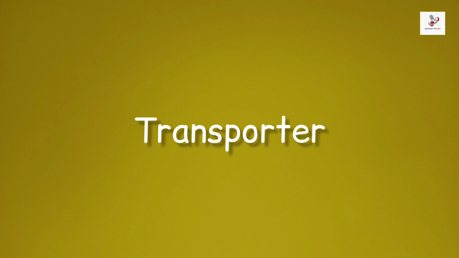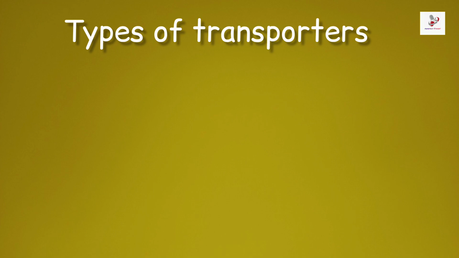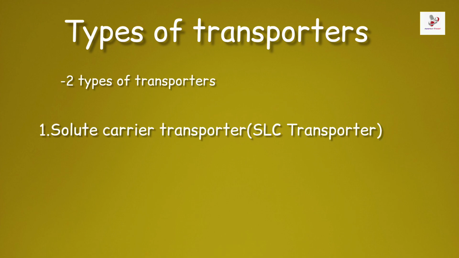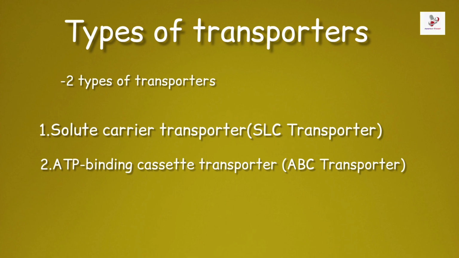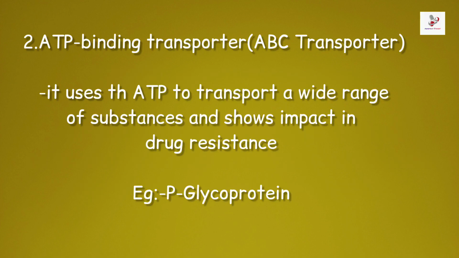Transporters. Transporters are specialized proteins that facilitate the movement of drugs, nutrients, and other molecules. Transporters also play a crucial role in the absorption, distribution, metabolism, and excretion of pharmaceuticals. There are two types of transporters. First one is solute carrier transporters, and second one is ATP binding cassette transporters. Solute carrier transporters mediate the transport of small molecules including ions, sugars, and amino acids. Examples are glutamate transporters. And second one, ATP binding cassette transporters use ATP to transport a wide range of substances, often in drug efflux, impacting drug resistance. Example, P-glycoprotein. So guys, this is the topic for today, and we will discuss receptor pharmacology in the next session.